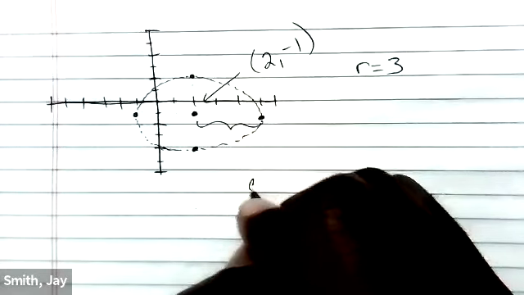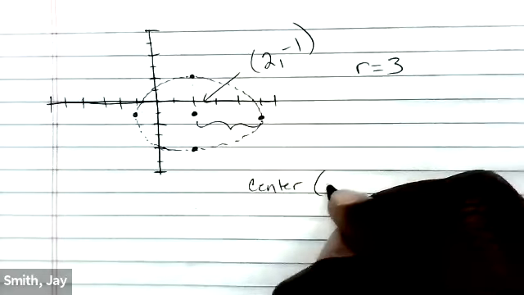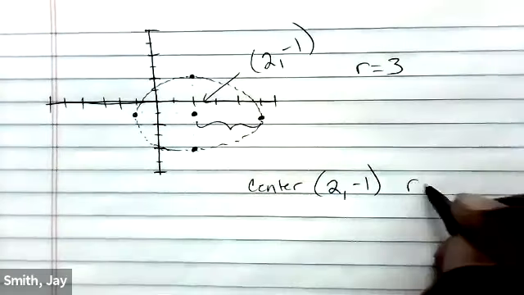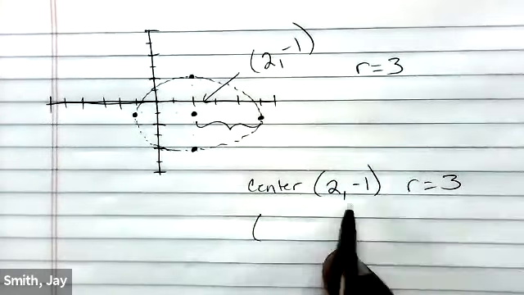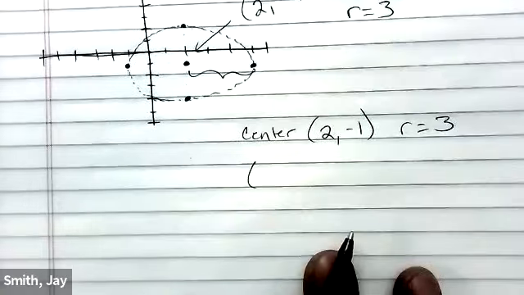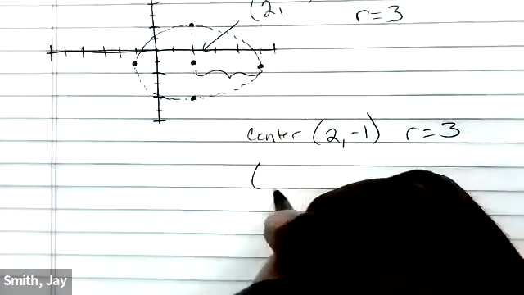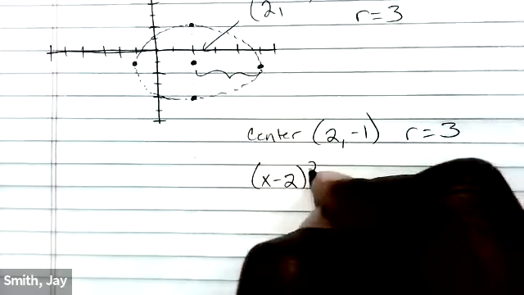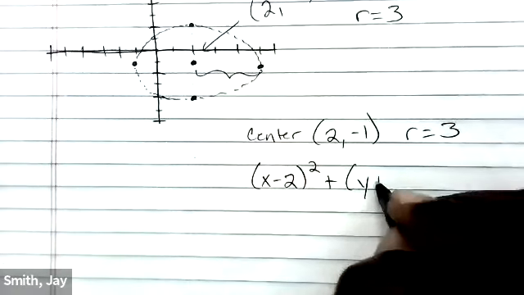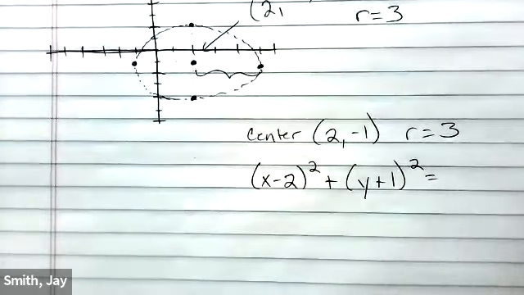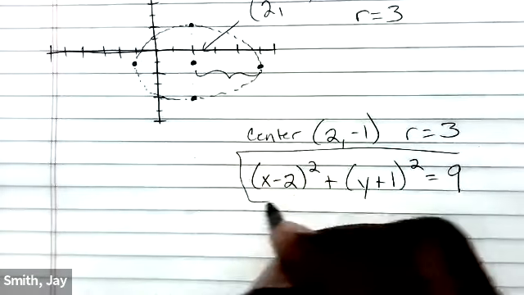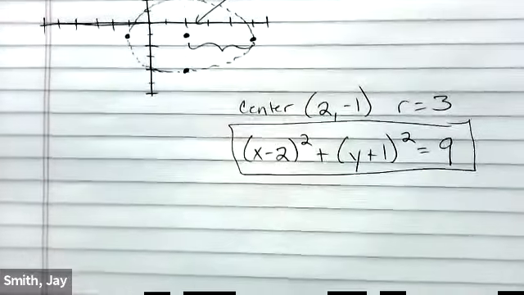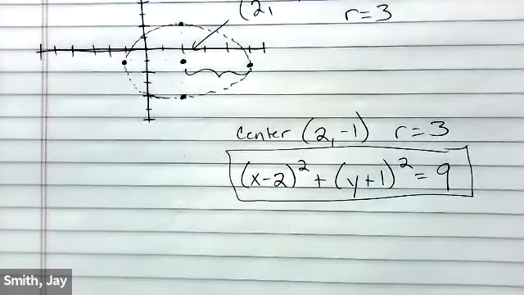So once again, the center is the ordered pair (2, -1). The radius is 3. I'm going to write the opposite of what we see in our factors for the center of the circle. So we're going to have (x - 2) squared plus (y + 1) squared is equal to the radius, which is 3 squared, or 9. That would be the center-radius form for this graph of this circle, which is given to us.